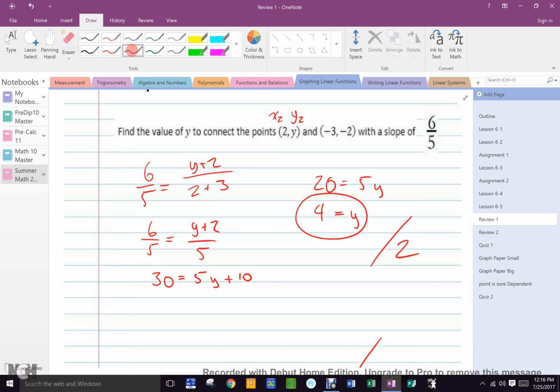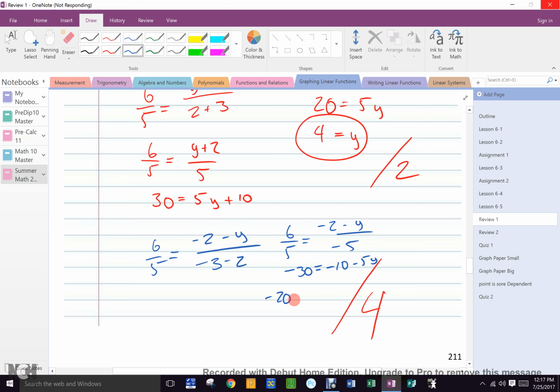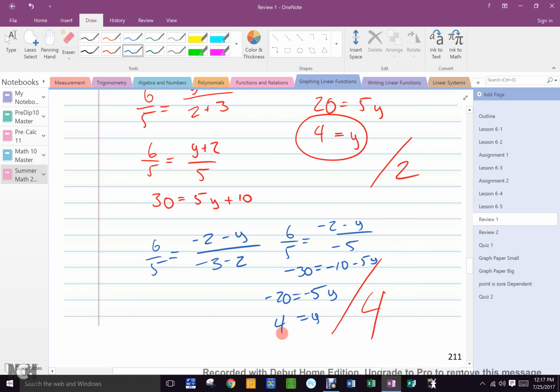While I'm waiting, I will do just that. 6 over 5 equals negative 2 minus y over negative 3 minus 2. 6 over 5 equals negative 2 minus y over negative 5. Negative 30 equals negative 10 minus 5y. Negative 20 equals negative 5y. Y equals 4. And you get the same answer. Doesn't matter which way you do it. Yes. It's going to be out of 38, the whole thing. These are all out of 2.